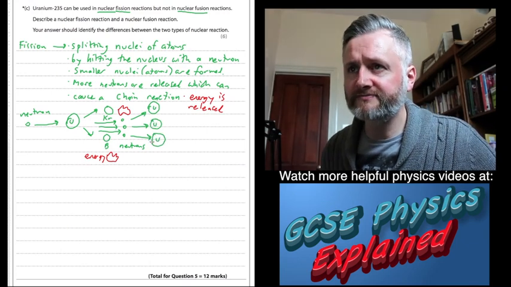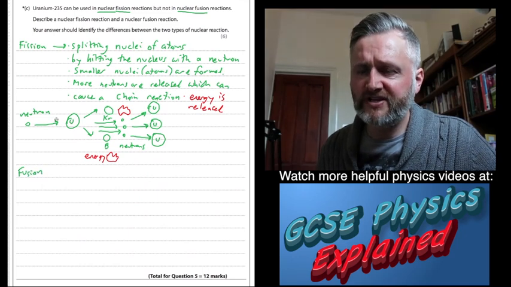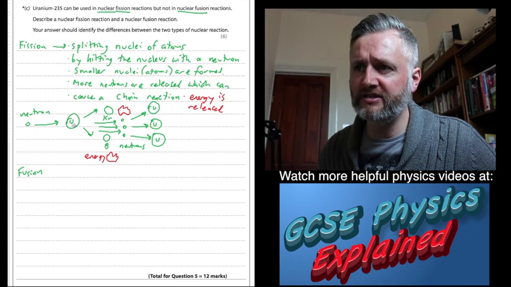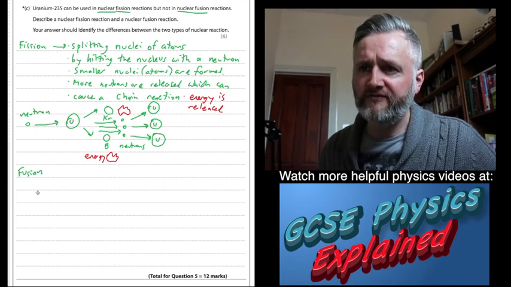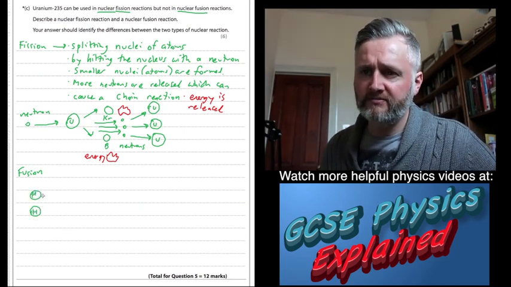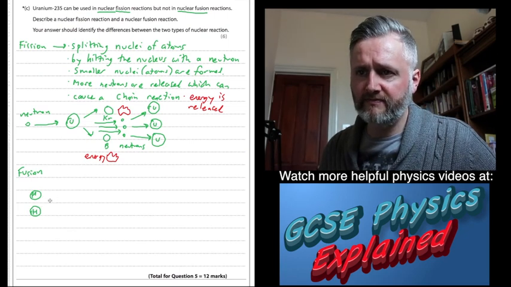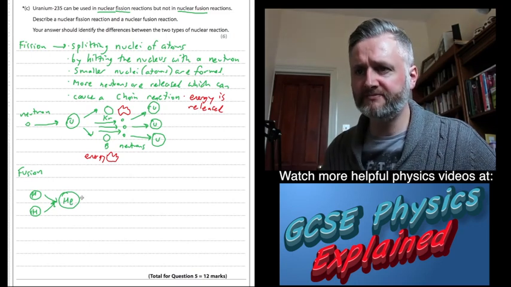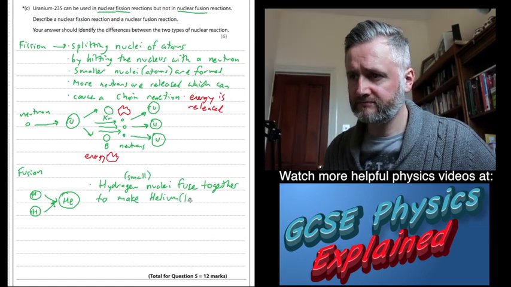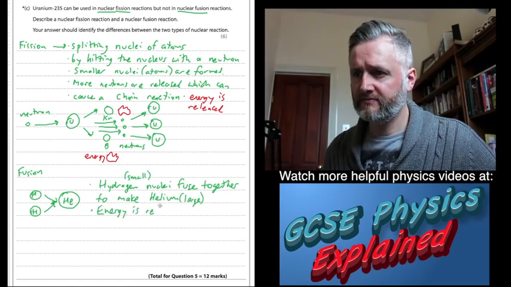Now these neutrons can go on to do further reactions by hitting into more uraniums, and that's your chain reaction. Fusion, well, if fission is about splitting large nuclei into smaller ones, fusion's the opposite. It's about taking smaller nuclei like hydrogens and smashing them together to make a bigger nucleus, helium. Energy is released.